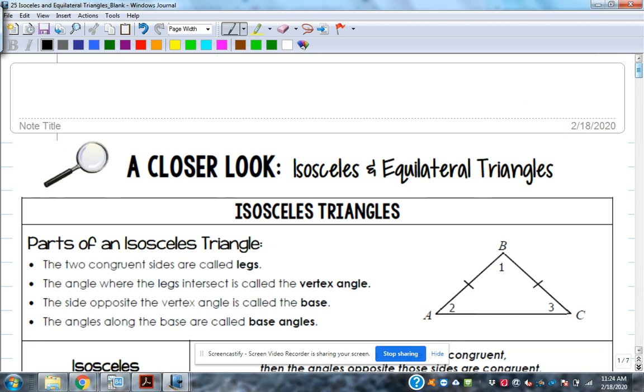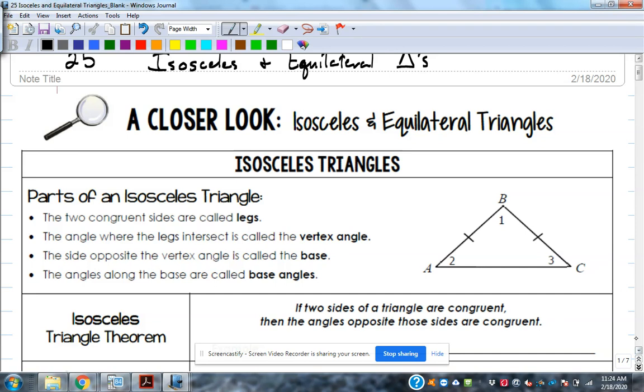Closer look at isosceles and equilateral triangles. So, isosceles triangle, 2 congruent legs. So this is part 25. All right, isosceles and equilateral triangles. 2 congruent sides are called the legs, and then the angle where the legs intersect is called the vertex angle. So in our picture over here, angle 1 is the vertex angle. The legs are side AB and side BC.